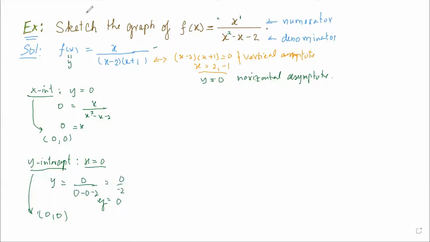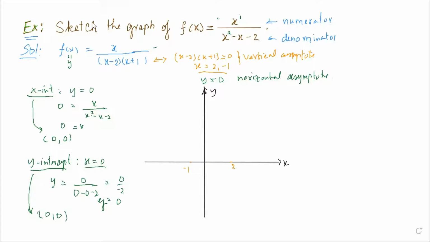Now we plot the graph. This is the y-axis and this is the x-axis. Then we should draw the vertical asymptotes first. The vertical asymptotes are x equal to 2 and x equal to negative 1. So 2 is right here, and negative 1 should be on this side.